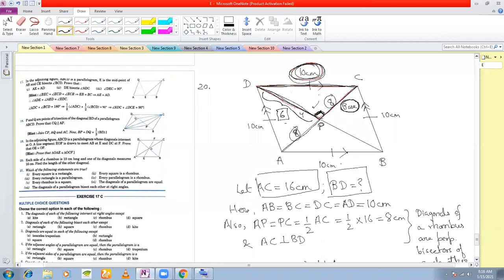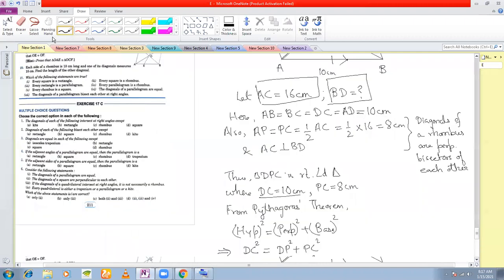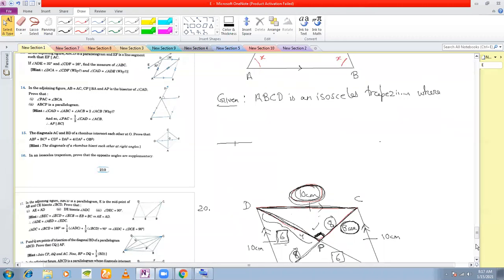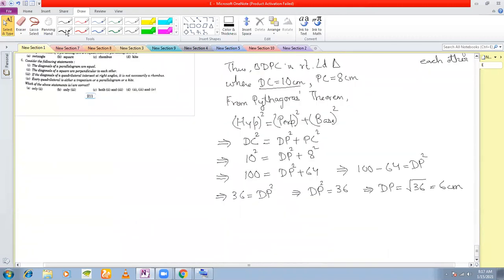So we have got the length of this DP as 6 centimeters. So what is the entire length? If this length is 6, we know that the diagonals bisect each other. So that means if this length is 6, this length also has to be 6. And what is the entire length? Double of 6, 2 into 6, right? So therefore BD, the length of the other diagonal, is 2 into DP, which is 2 into 6. So you'll write hence.